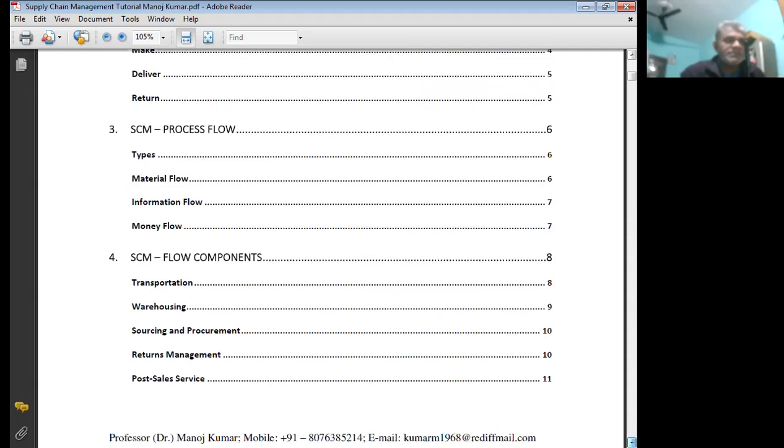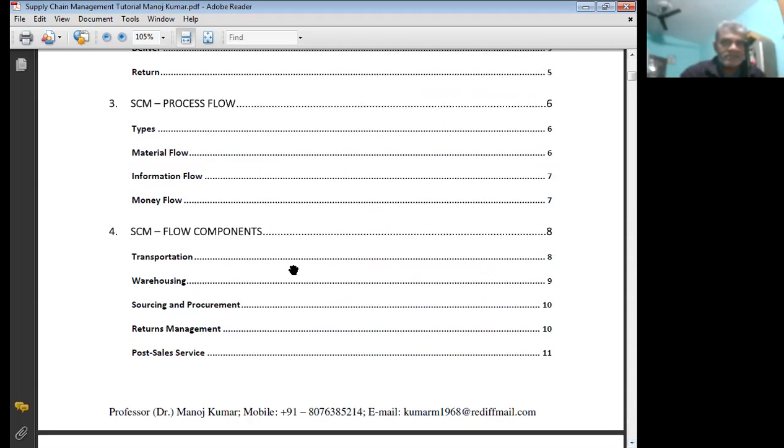Then supply chain management flow components. What are the components for the flow of supply chain management? Transportation, warehousing, sourcing, and procurement. There are tiers of suppliers. Hence, the sourcing and procurement decisions of the vendors affect supply chain management, and the vendor can manage the inventory of the supply chain. Returns management, post-sales services. What are the different post-sales services?